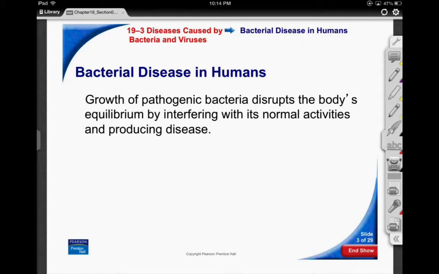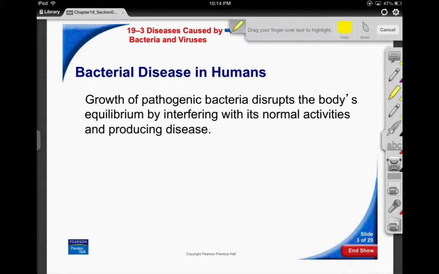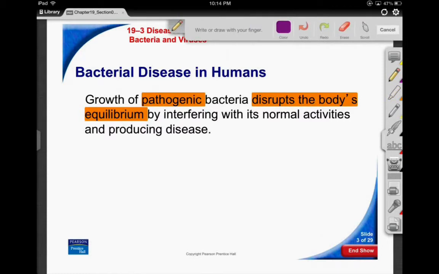When we talk about disease causing, though, let's change our color because I get so tired of yellow. What we're talking about are our pathogenic critters. And what they do is they disrupt the body's equilibrium. Now, what that really means is if you get sick, it's going to mess with your system. And one of the quickest ways I can think of is a fever. So normally our bodies are around 97 to 98 degrees Fahrenheit. There's sort of a happy little range there.